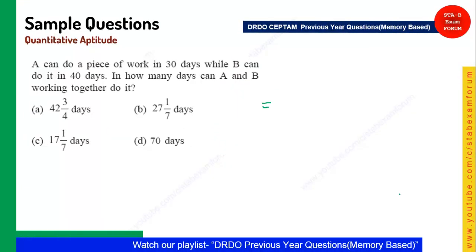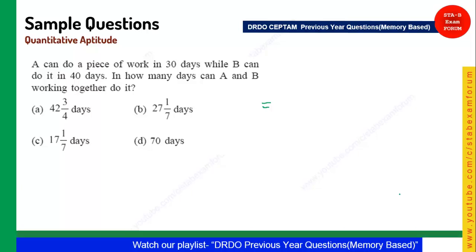So it is from the time and work. We can do it in various ways, but I will tell you the simple way. A can do a piece of work in 30 days, means his efficiency will be 1 upon 30, whereas B can do a work in 40 days, his efficiency will be 1 upon 40, and if they work together, means they will be added, so in how many days will they complete this work? So just simplify it, you will get the answer.